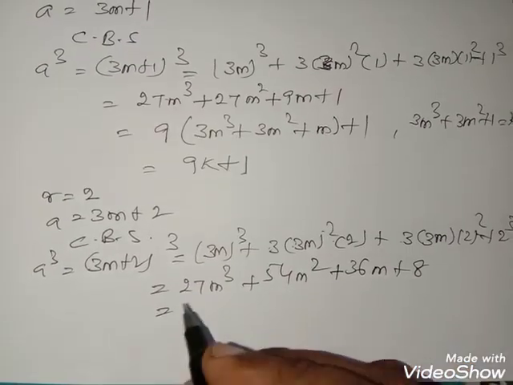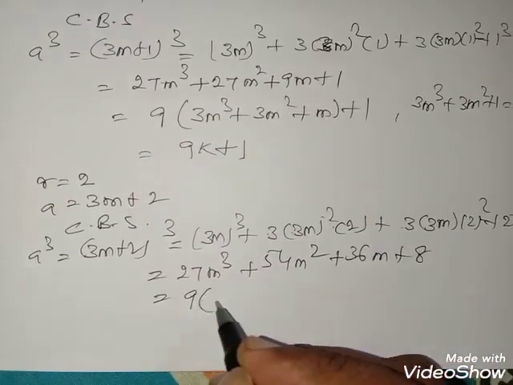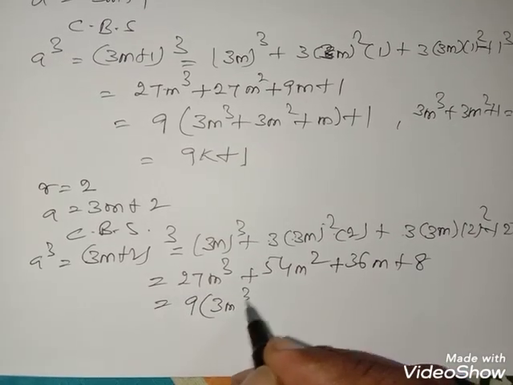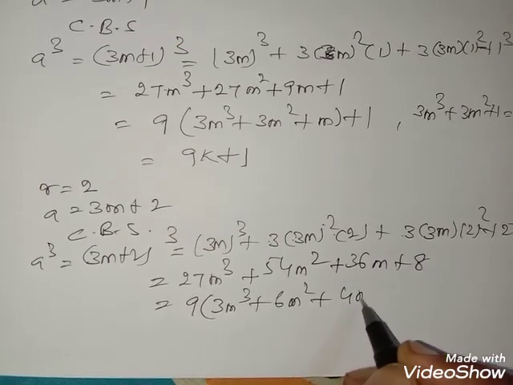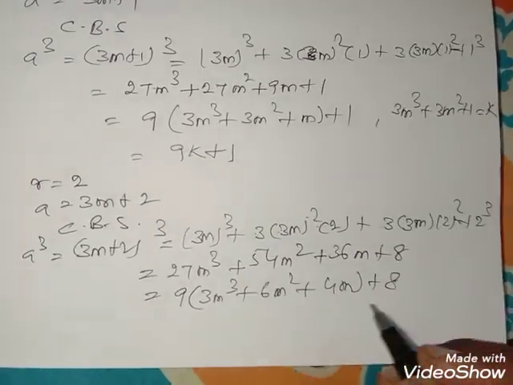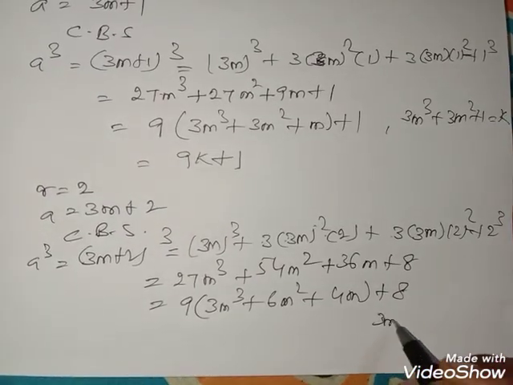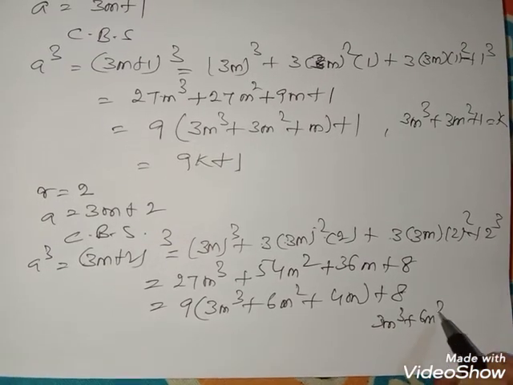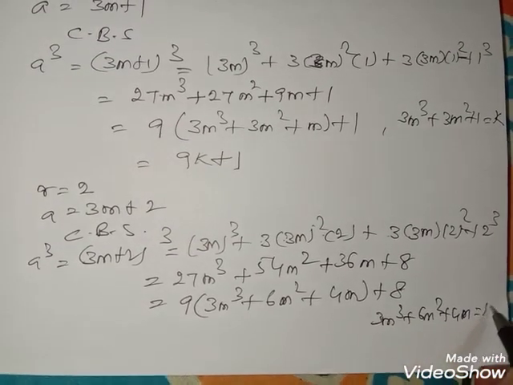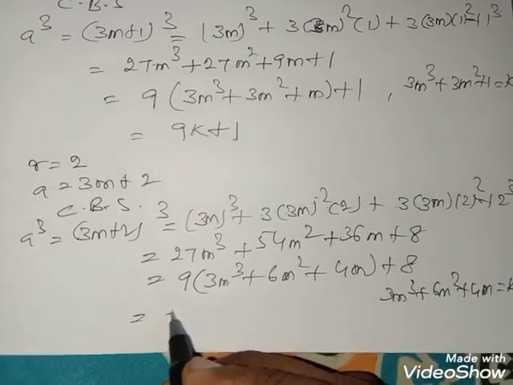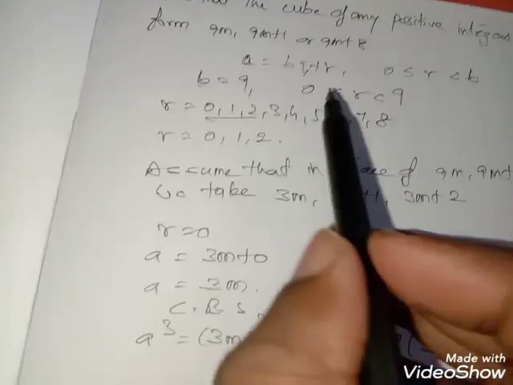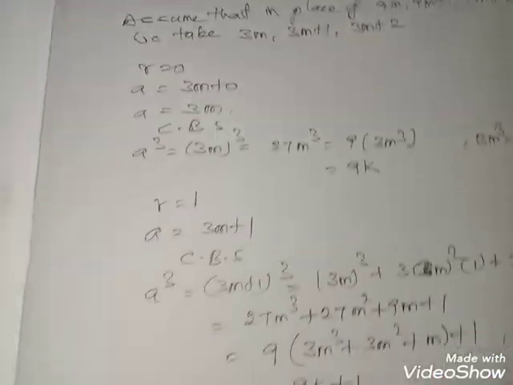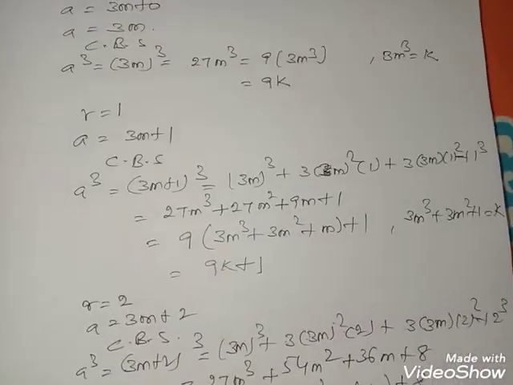Now out of these 3 values I can remove this 9 outside. You'll get 3m cube plus 6m square plus 4m plus 8. Now assume this complete bracket, that is 3m cube plus 6m square plus 4m, as some k. So I can write this one as 9k plus 8, which satisfies your third equation. So like this we can find any values of cube and squares, right? Thank you.